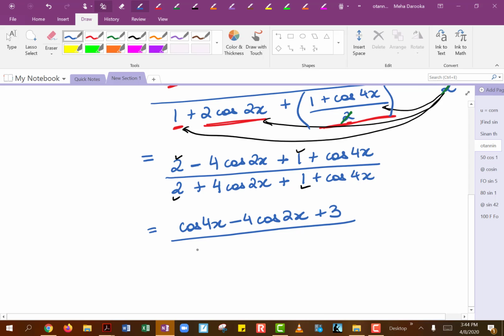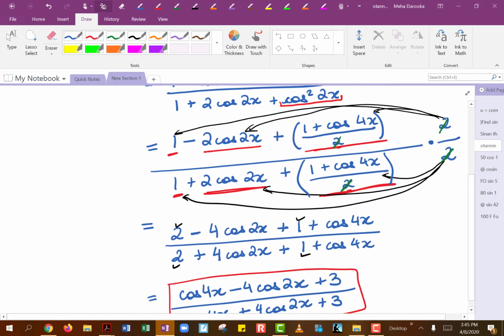Denominator, again, cosine of 4x, I'm going to bring that to the front. Plus 4 cosine of 2x will go in the middle. 2 plus 1 is 3. I'm going to put that at the end. Again, guys, you cannot cancel out anything between the numerator and denominator because that numerator is one whole expression, the denominator is one whole expression, so we cannot separate those and cancel anything out.